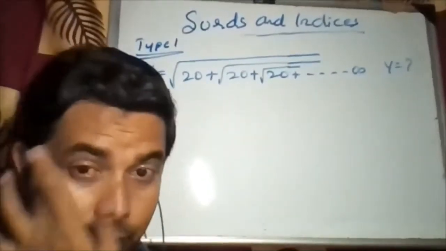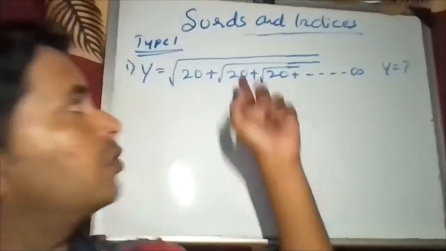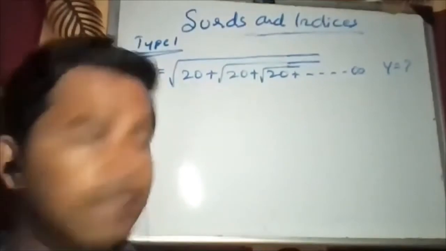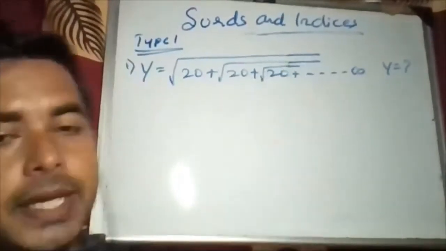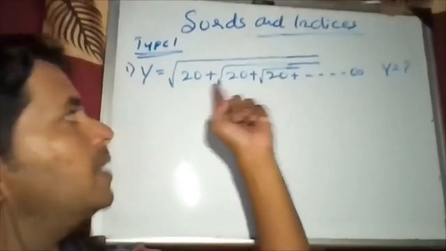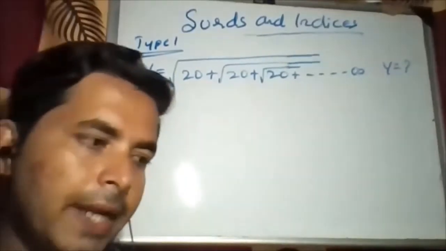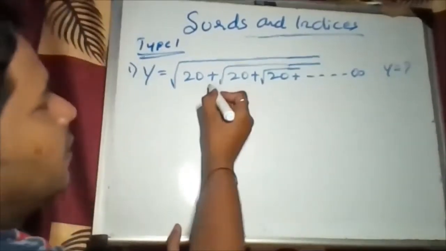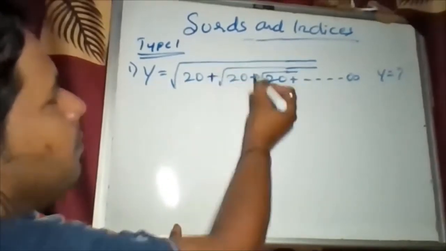There's a set of rules. If they give such questions, what you have to look? First check what sign is in between. Whether they have given a plus sign or a minus sign. Check here what sign they have given. So here they have given a plus sign.